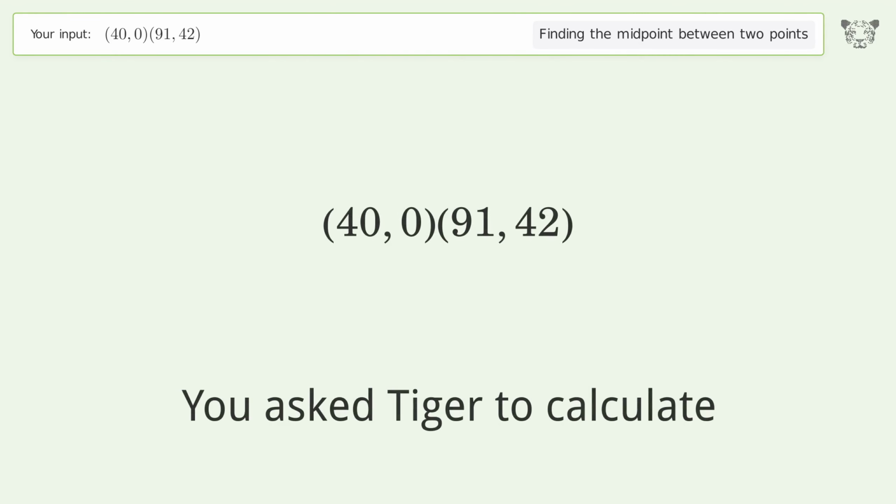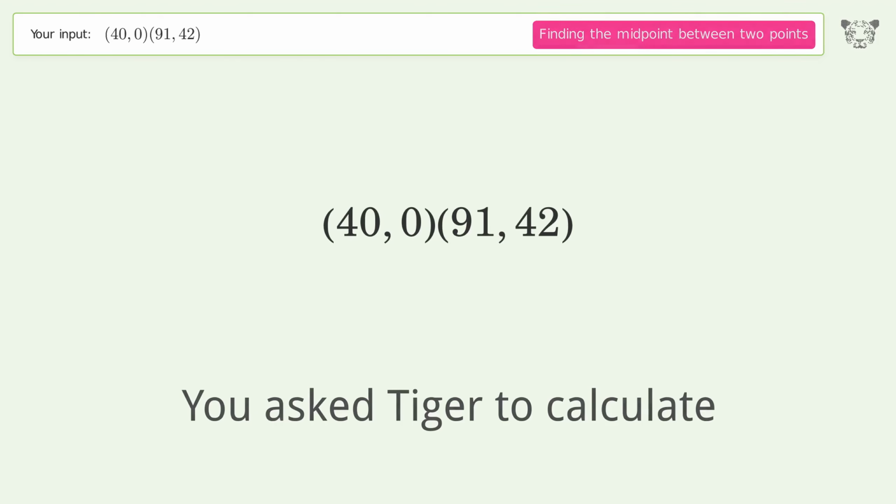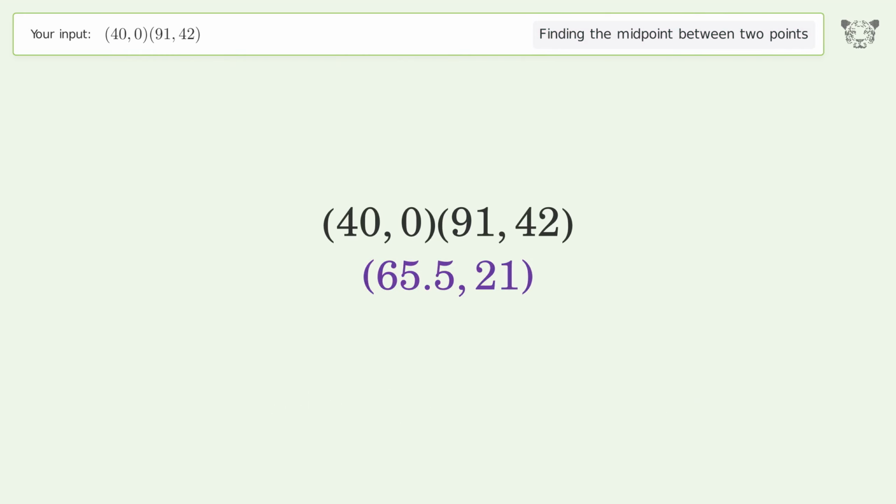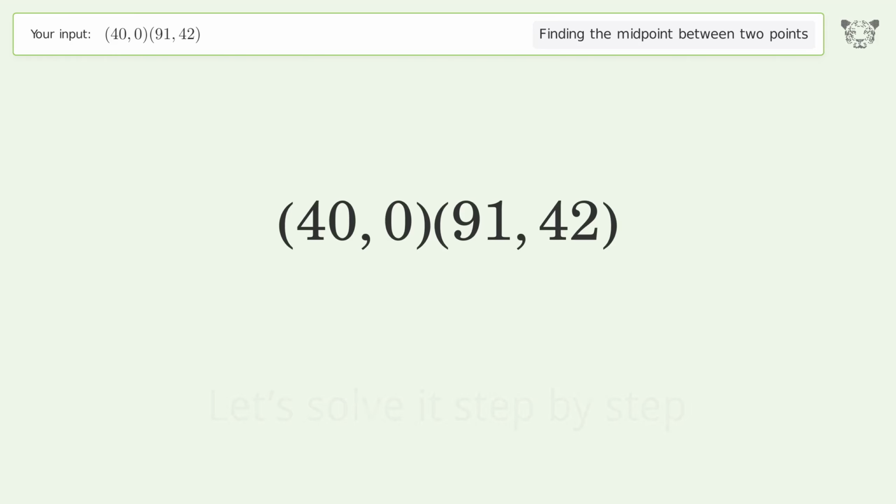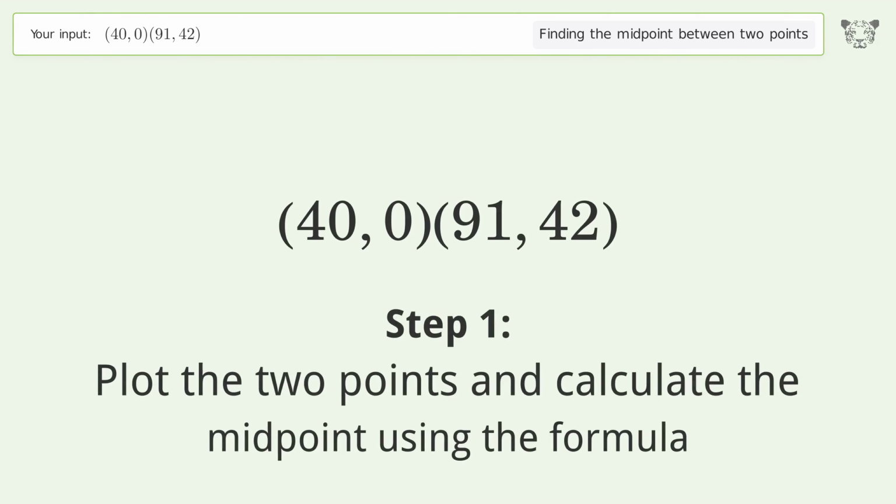You ask Tiger to calculate. This deals with finding the midpoint between 2 points. The midpoint between the 2 points is 65.521. Let's solve it step by step. Plot the 2 points and calculate the midpoint using the formula.